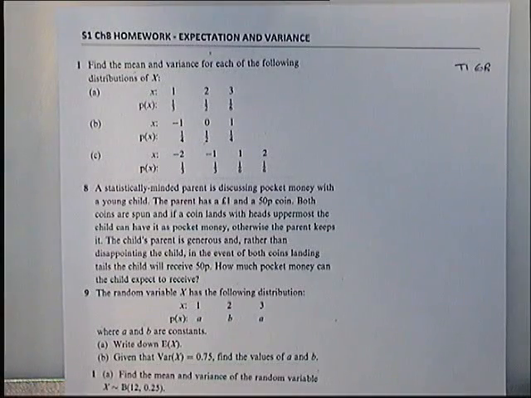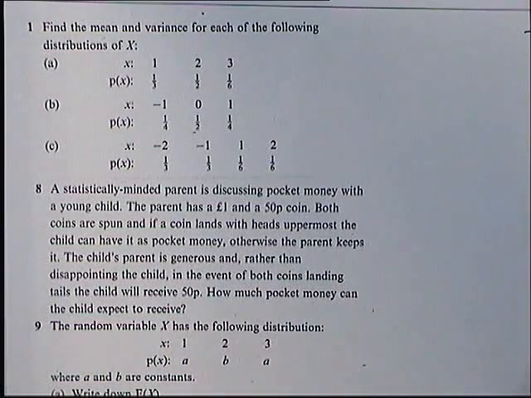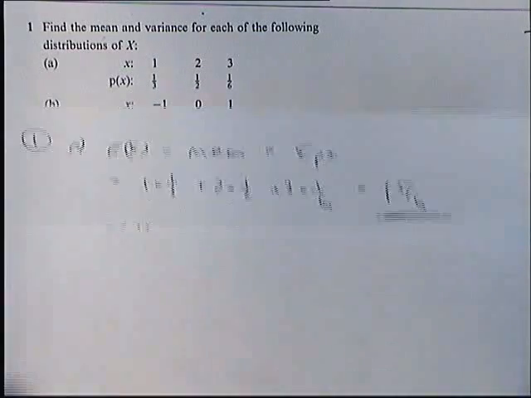Okay, first question, question 1. The mean and the variance for question 1. Can anybody give me any answers for that one? What's somebody got for the mean for part A? 1.83. 1.83 is correct, yeah, that's 1 and 5/6.